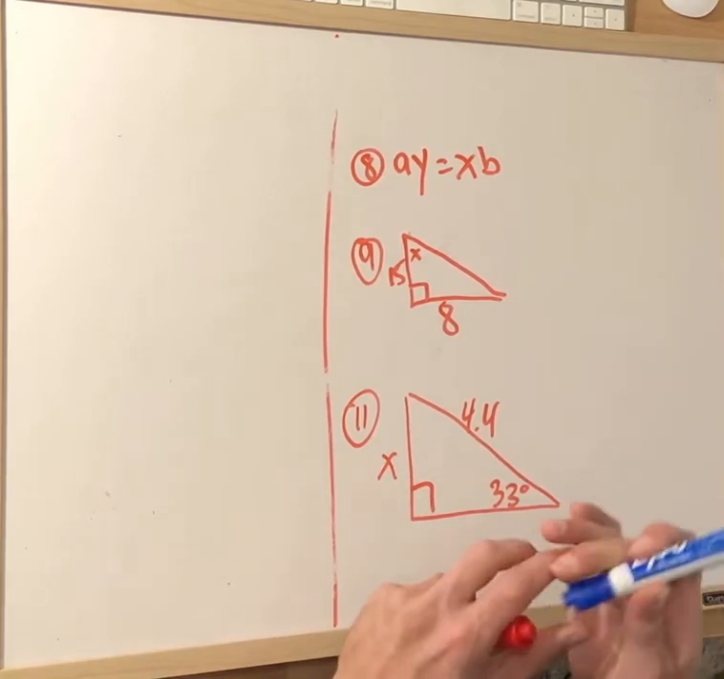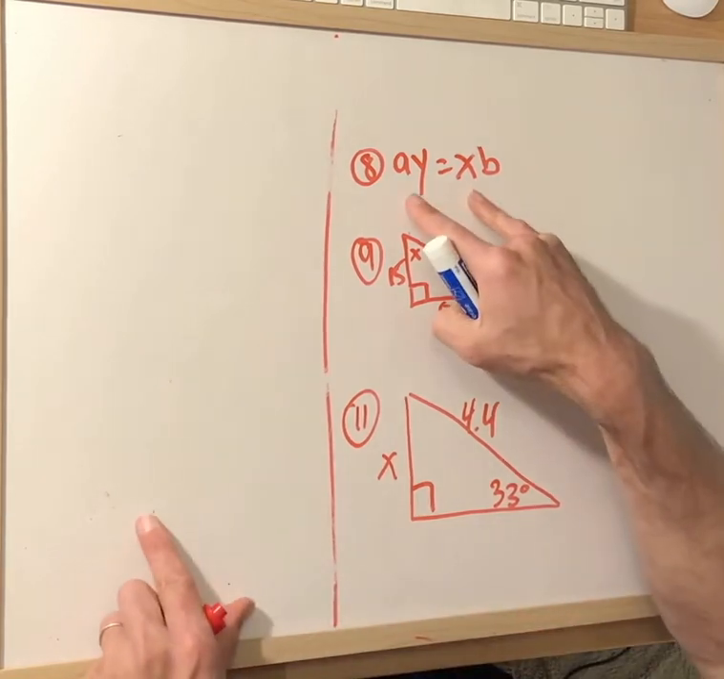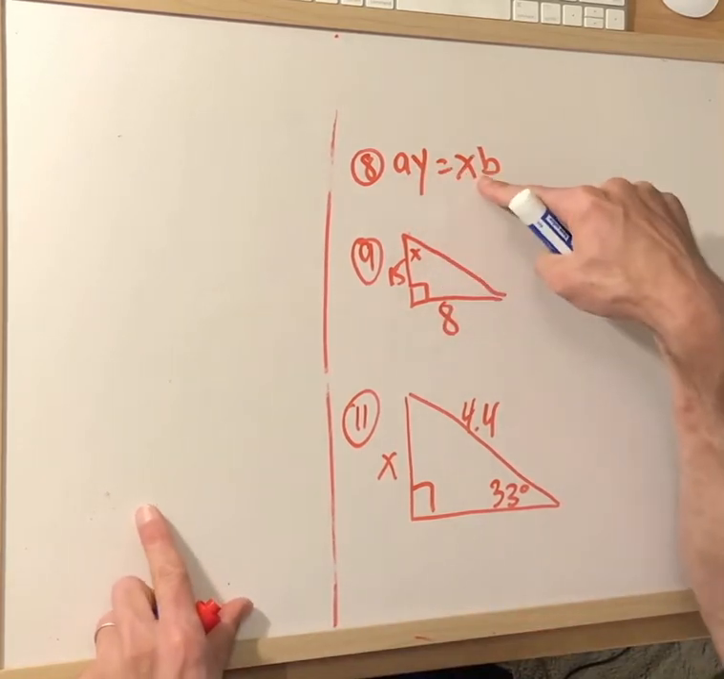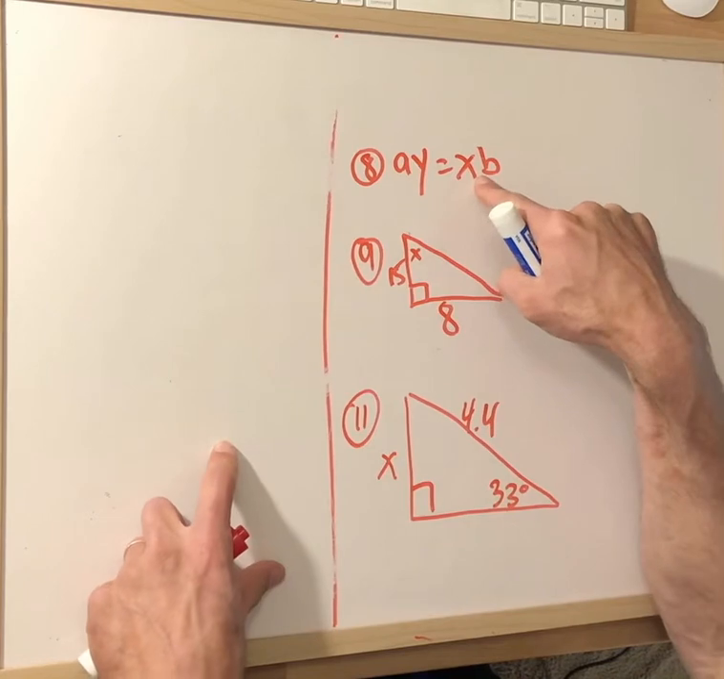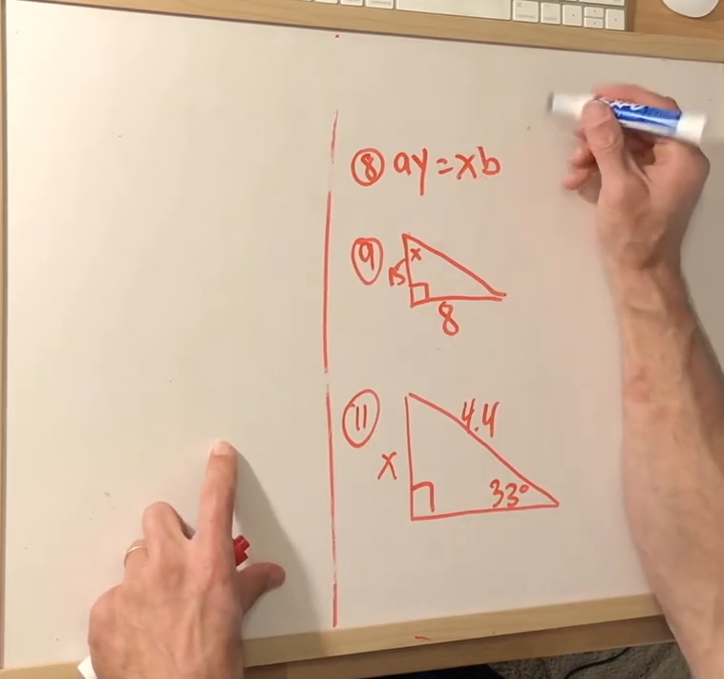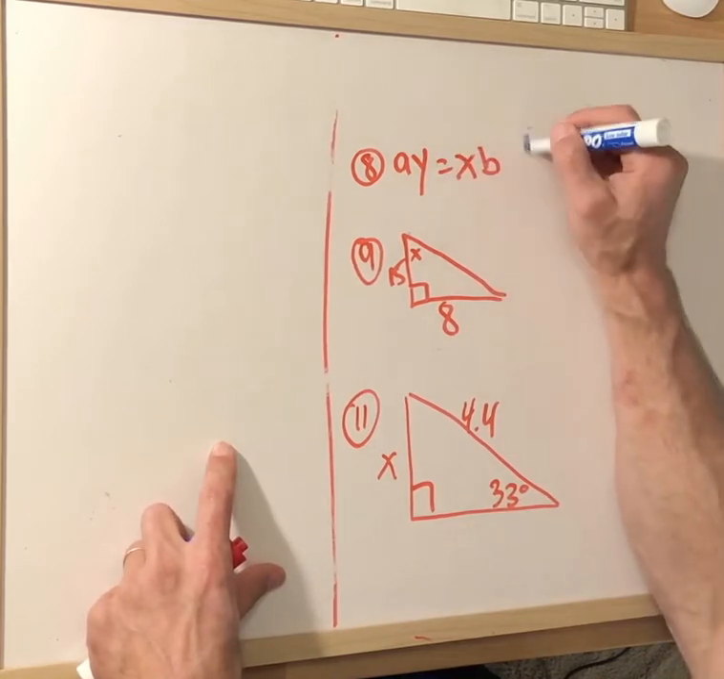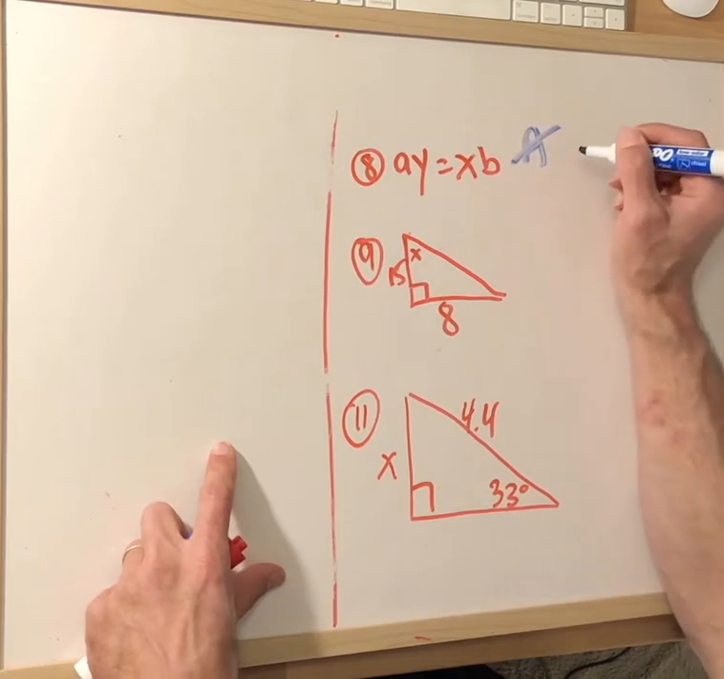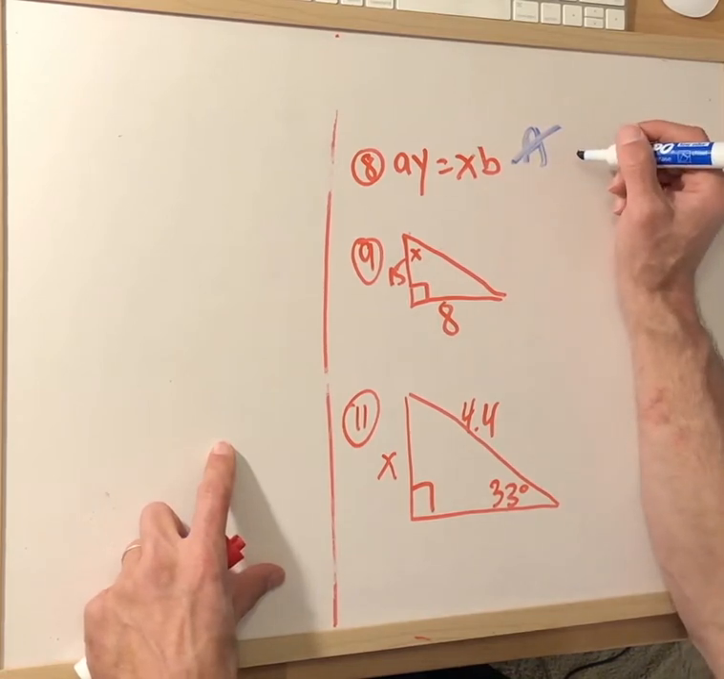All right, for number 8, if you cross multiply, you're going to get AY equals XB, which eliminates A. A is not an answer because it's asking for number 8, which one of these is true? It's not A. Which one of these is not always going to be true?